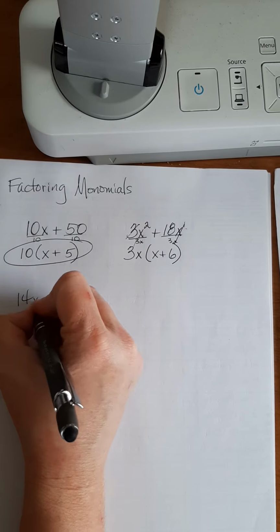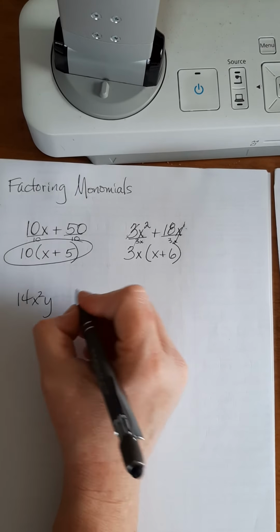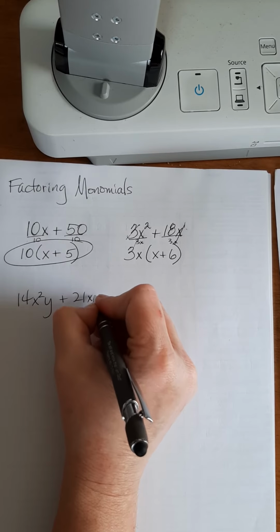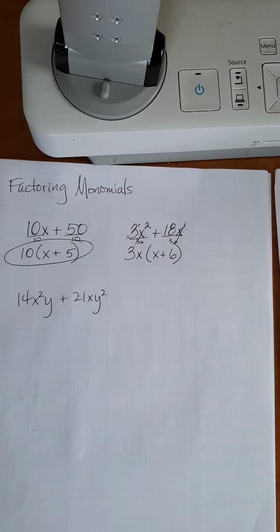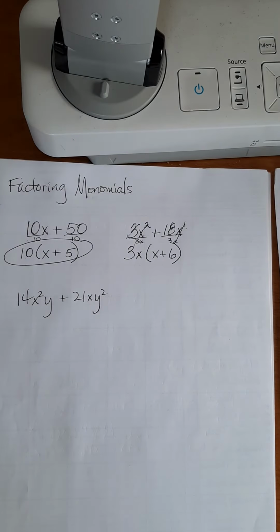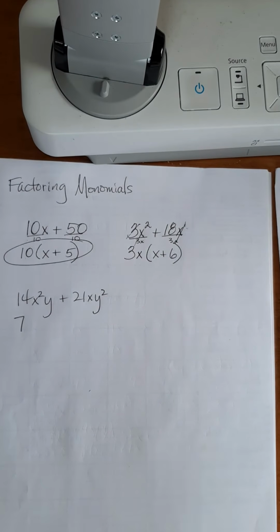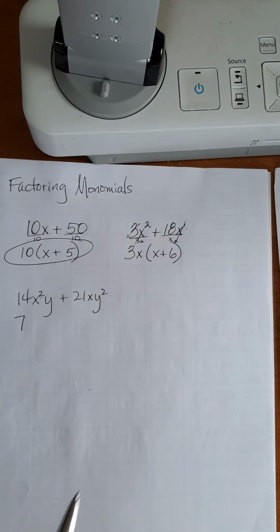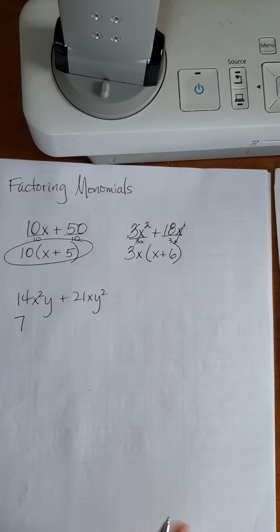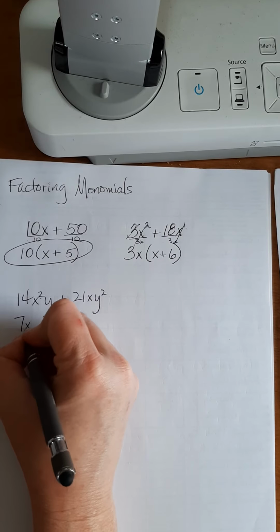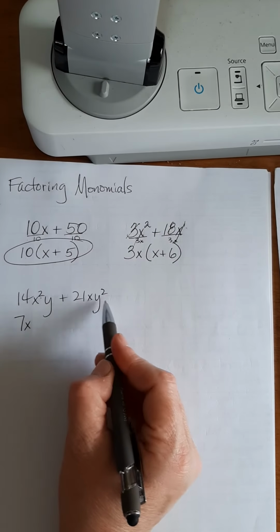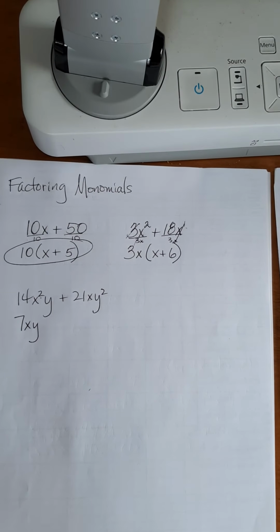What about if I said 14x squared y plus 21xy squared? Well, first you focus on the coefficients. 14 and 21, the greatest thing that both of them would be able to divide into equally, or as far as the greatest common factor of 14 and 21, is 7. Then look at your variables. 2 x's and 1 x. So remember with this, you're always looking for the smallest one. So 2 x's and 1 x, 1's the smallest. 1y and 2y, 1y is the smallest.